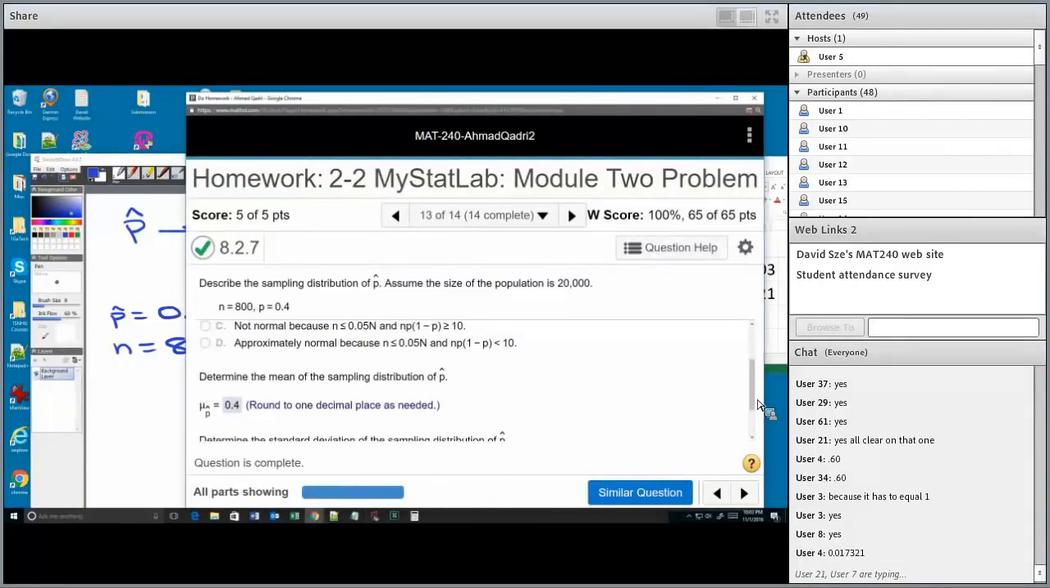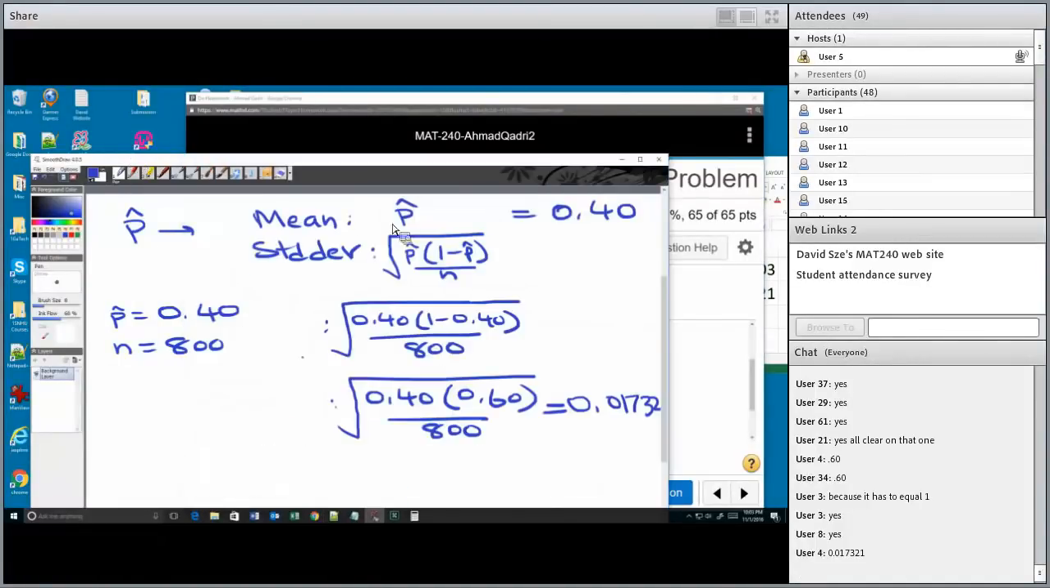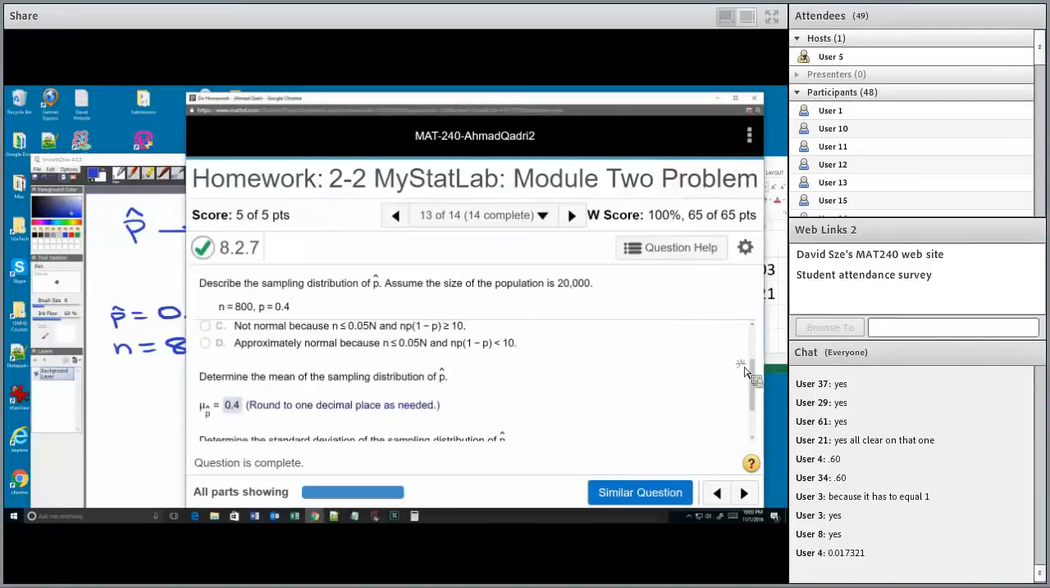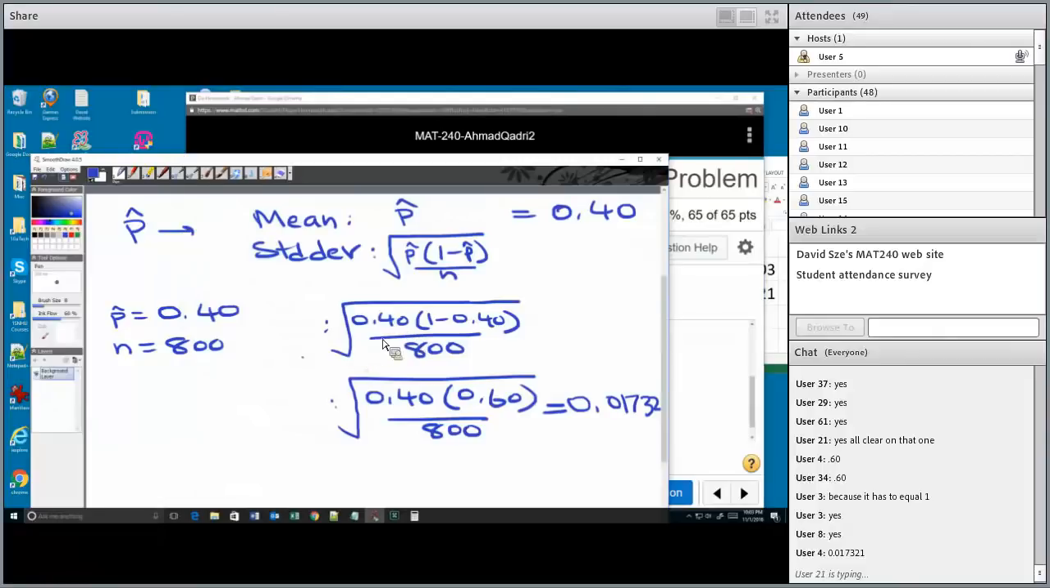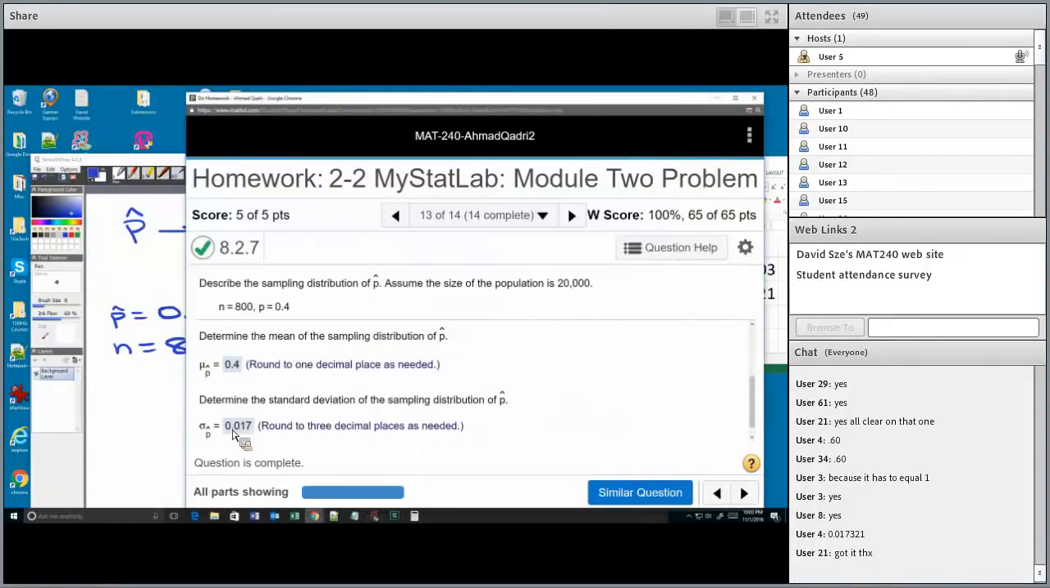Now, what do we need? Well, we actually answered a few questions here. The question was: determine the mean of the sampling distribution of p hat. The mean of the sampling distribution of p hat, mu p hat, we said is simply equal to the original proportion, which is 40%. So you just answered that question. Determine the standard deviation, and we just figured that out. We used this equation to figure out that it is 0.017.